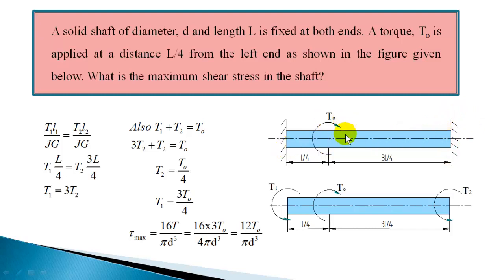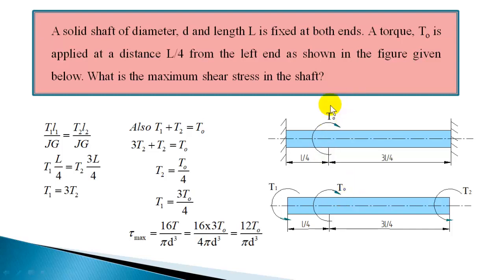So this is clockwise, so here this should be anti-clockwise. Even this resistance should be anti-clockwise. So the resistance offered by both the sections put together should be equal to T0. Suppose the resistance at this end is T1. So T1 plus T2, as I have shown here, should be equal to T0. So that is one of the relations.